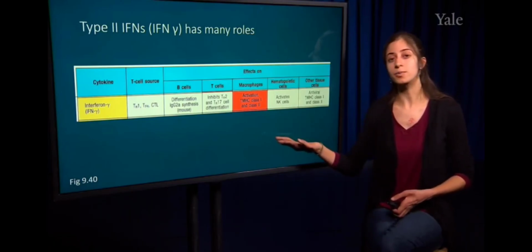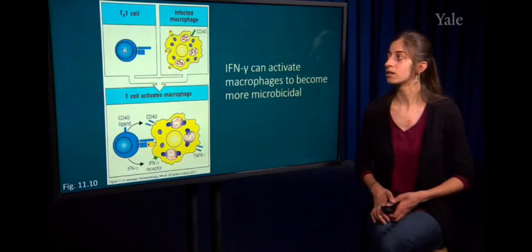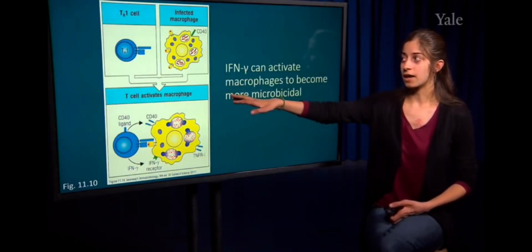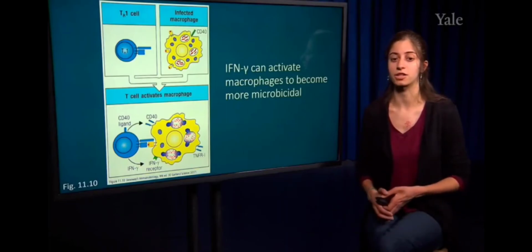Perhaps one of the most notable functions of interferon gamma is this activation of macrophages. So you can see here that when a Th1 cell recognizes an infected macrophage or even an uninfected macrophage, the production of interferon gamma by Th1 cells will activate the macrophage to become more microbicidal. This means that the macrophage will upregulate the proteins it needs to properly perform phagocytosis and just simply become better at killing invading pathogens.